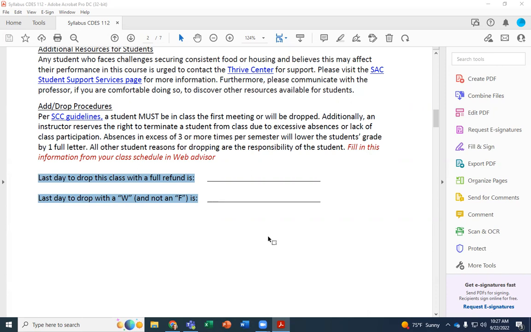Come on, you guys can look it up. We're gonna waste time. This is important. The difference between an F and a W is your transcript. Transfer colleges, they don't mind the W's. The F's, they mind. November what? Look on your schedule under web advisor. Under section information, I have it for you.